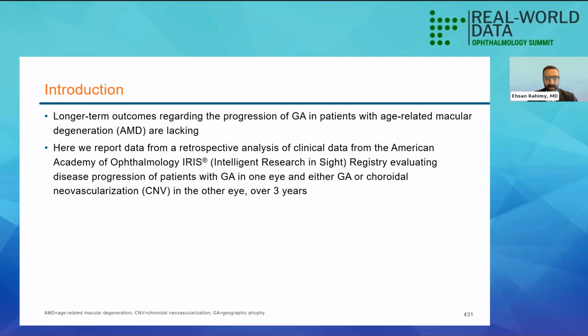So longer-term outcomes regarding the progression of geographic atrophy in patients with macular degeneration are generally lacking. Herein, the objective of this study was to report data from a retrospective analysis of the AAO's IRIS registry, evaluating disease progression of patients with GA in one eye and either GA or CNV in the other eye over a 3-year period. The same group had previously presented and published on the 2-year outcomes.